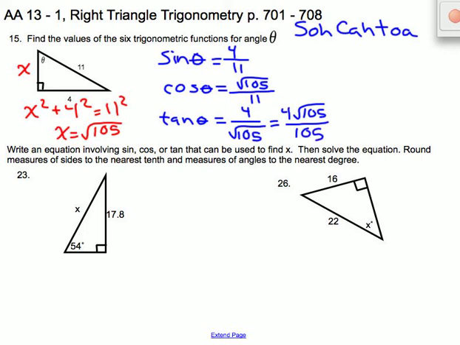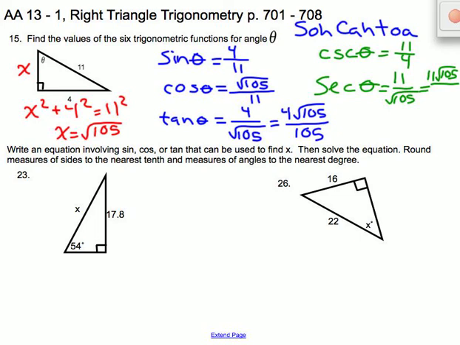Now we're going to go into the other 3. Cosecant is the inverse of sine. So we use the reciprocal, 11/4. Secant and cosecant are reciprocals, so we use the reciprocal there. But again, that radical of 105 can't be in the denominator, so I simplify up. I get 11 square root of 105 over 105.